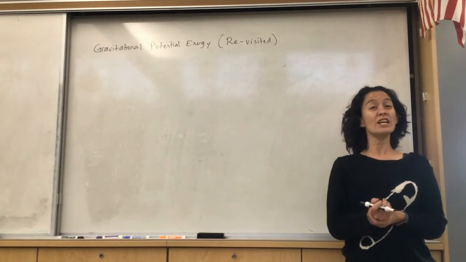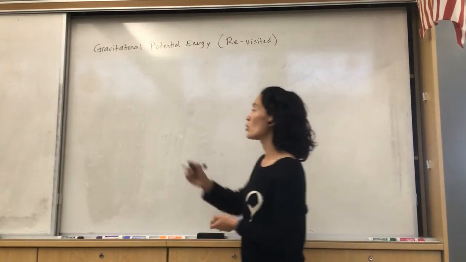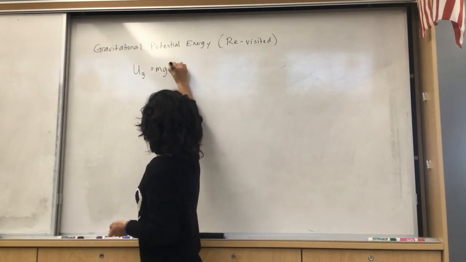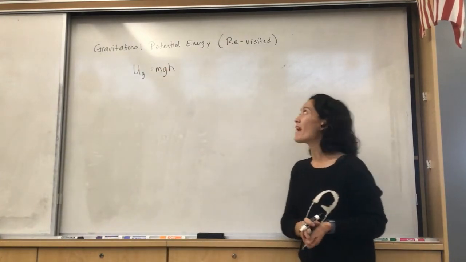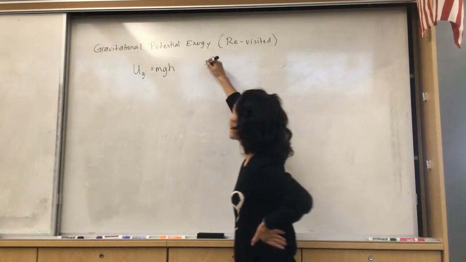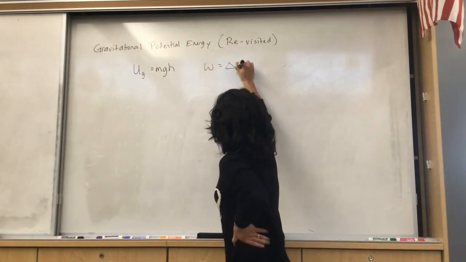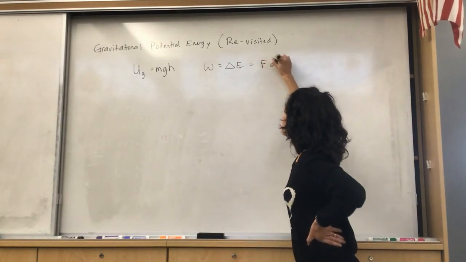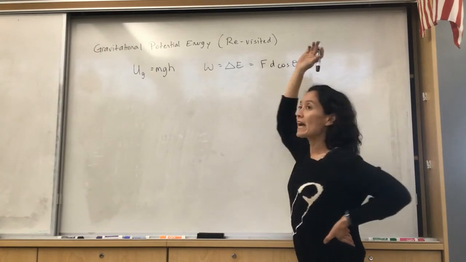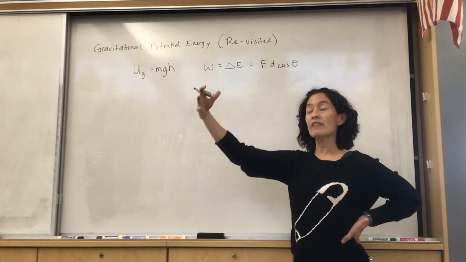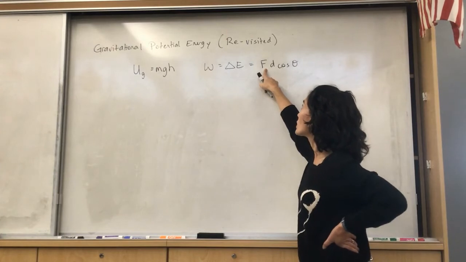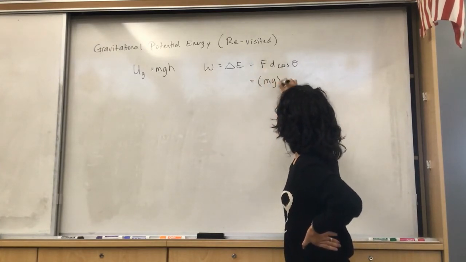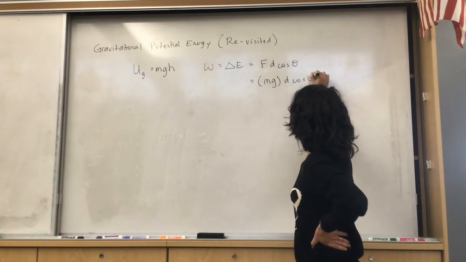Okay, so let's take another look at gravitational potential energy. When we first looked at the idea of gravitational potential energy, we just said it was equal to mgh. And that actually came out of thinking about the idea of work. Work was equal to a change in energy, but it was also equal to FD cosine theta. And in the case of gravity, the force that is doing the work is the weight of the object. And so this became mg times the distance times cosine of theta.